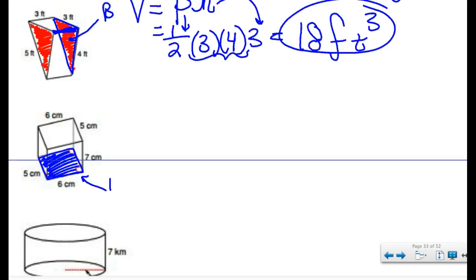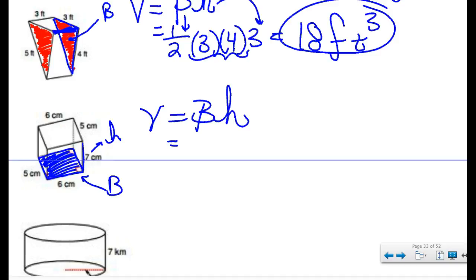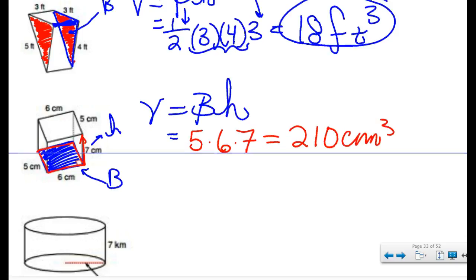Point at it, write B. The distance between the bases is the height, so point at it, write H. The volume is the area of the base pulled up or given its third dimension with the height. The area of this base is 5 times 6. It's just the area of the rectangle. This is just length times width times height. So 5 times 6 times 7, which is 30 times 7, which is 210 cubic centimeters.